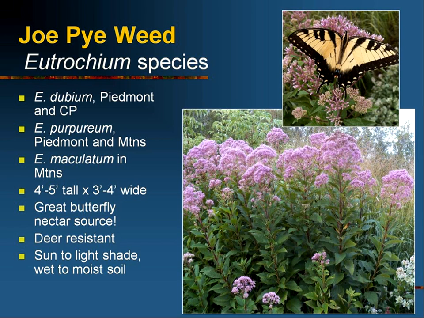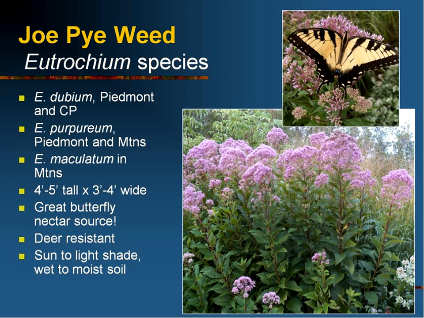If you're in the mountains, you're probably going to look at growing Eupatorium purpureum or maculatum, although you can grow Eupatorium dubium as well. Eupatorium maculatum particularly is strictly a mountain species, so it doesn't tend to do as well here at the coastal plain. So you do want to pay attention to where you are and which species you get.